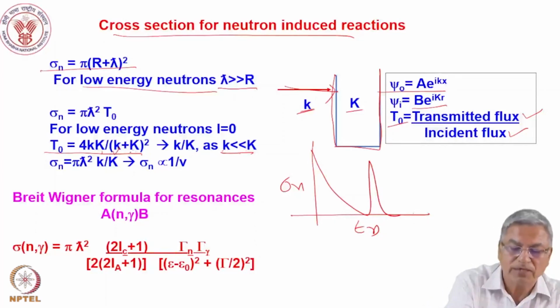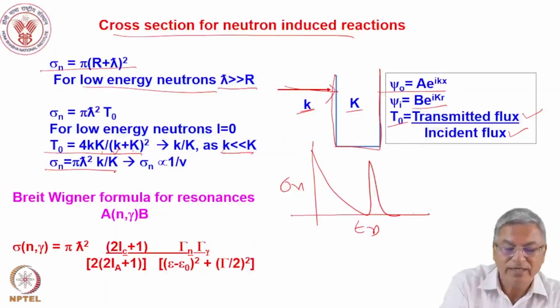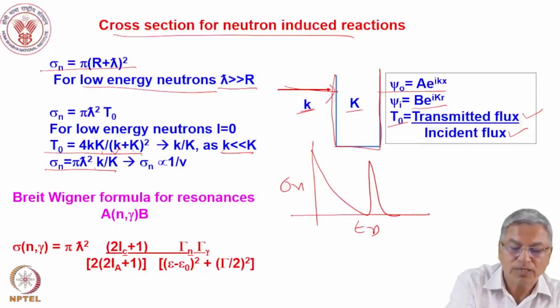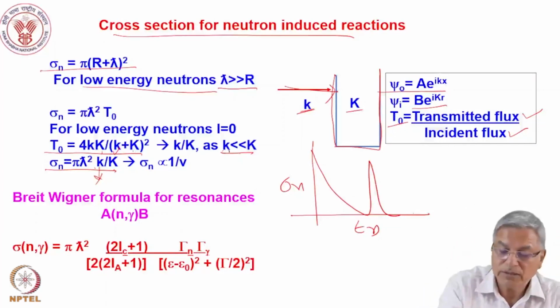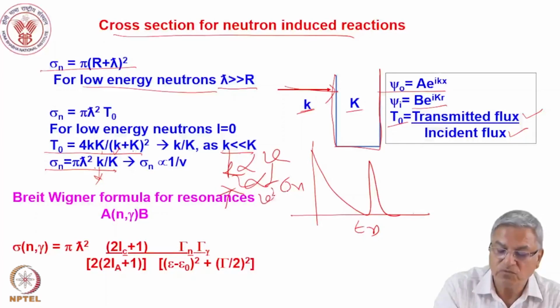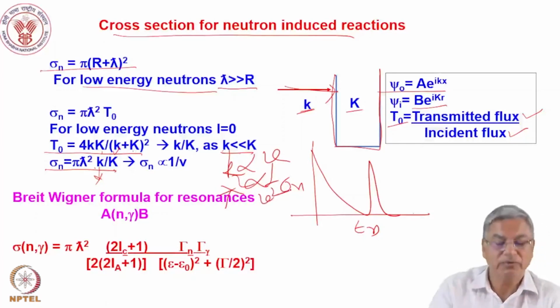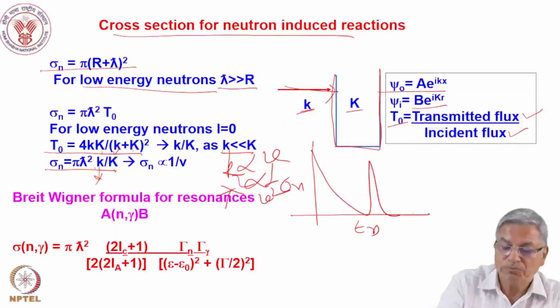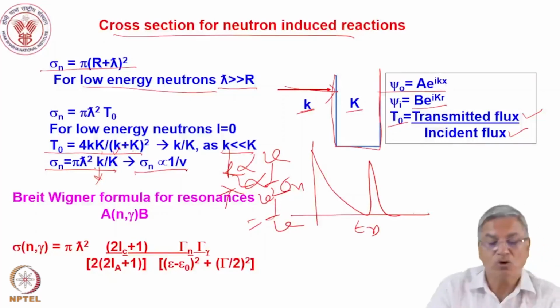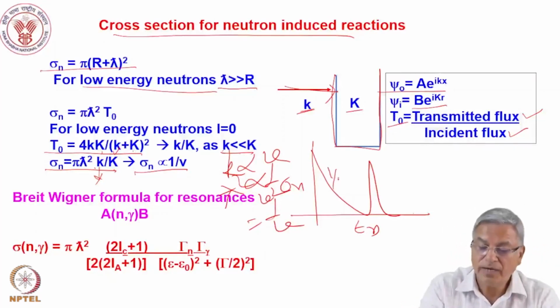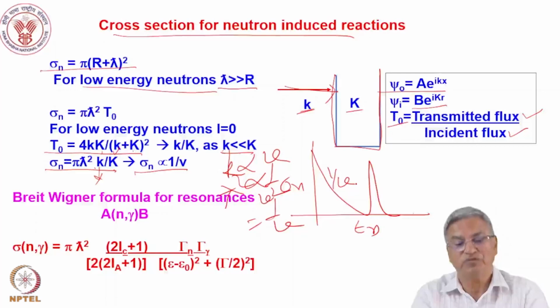So this small k can be neglected with respect to capital K, and so it becomes σn = πƛ² times 4k/K. Small k is related to velocity. So k is proportional to velocity, and ƛ² is proportional to 1/v². ƛ is ħ/μv, and so the net result is 1/v. That explains the σ neutron varying as 1/v at low energy neutrons from the transmission coefficient.